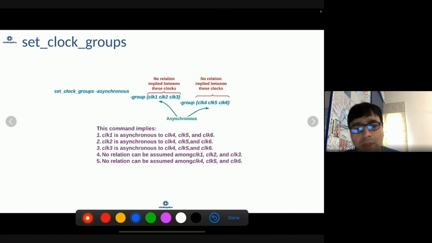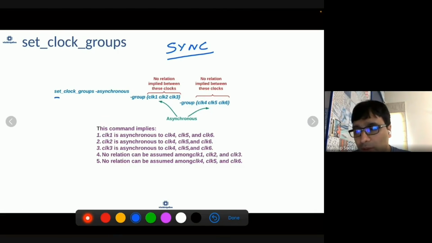By default, if you don't say anything, STA assumes clocks to be synchronous. So if you just define two clocks using the create_clock command, create_generated_clock command, whatever the command is, and you don't say anything about those clocks, by default, those clocks are synchronous in STA. If you want to change the default behavior, which is being assumed as synchronous, use the set_clock_groups command. You can tell it, I want to change the behavior to asynchronous. You can also use logically exclusive or physically exclusive. Only one of these options can be used.